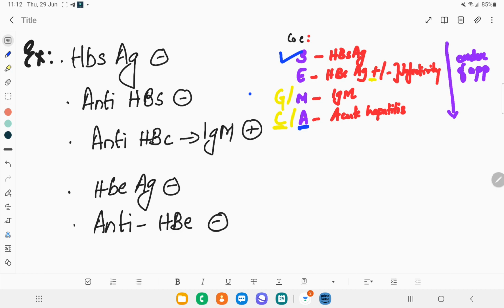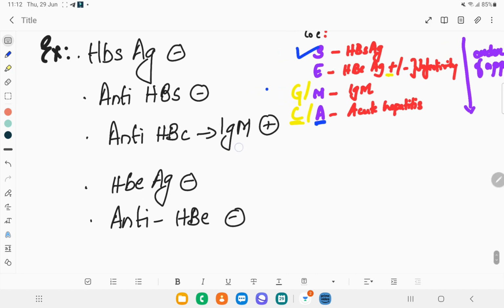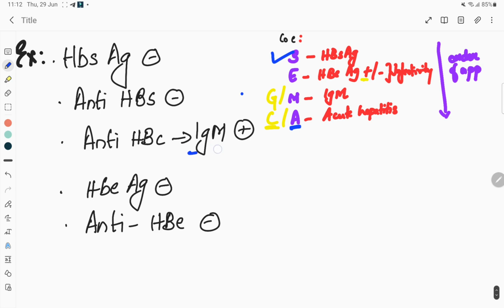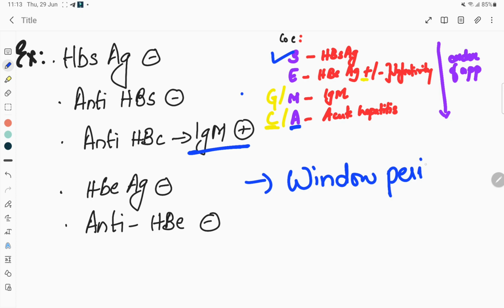Okay, this is an interesting case, guys. Look at the parameters. Again, here you see all the parameters are negative except IgM. Here only IgM is positive, the rest all are negative. I'll tell you the interpretation now itself. Here, this means it is a window period. It means that the patient is infected, but then he's not showing any signs and symptoms. The virus is sleeping inside the patient.